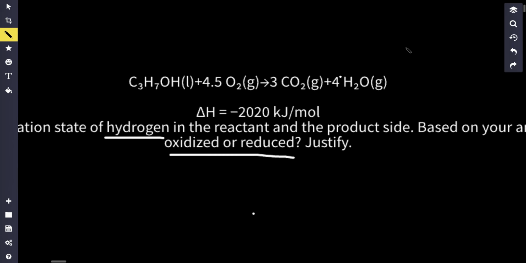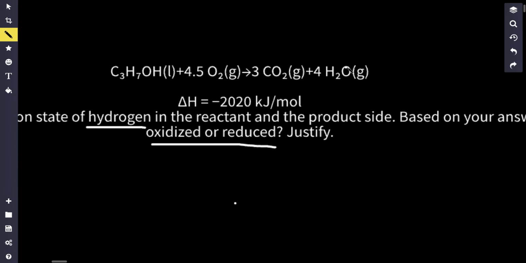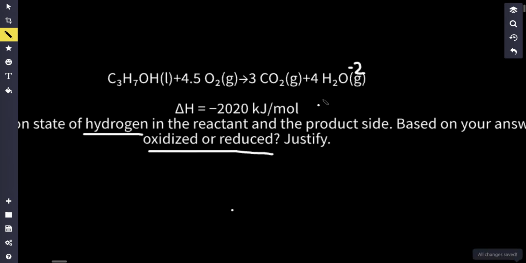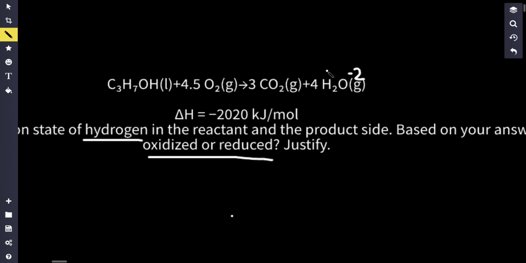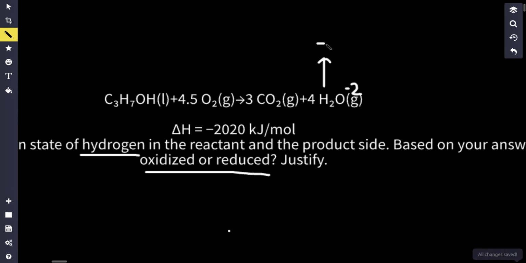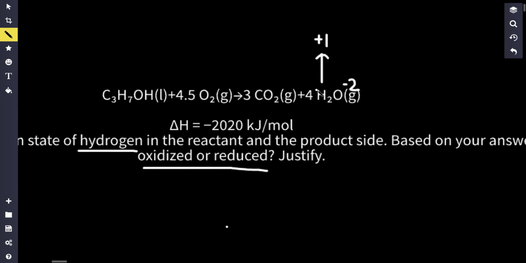Now, hydrogen for the product side is pretty simple. Oxygen has an oxidation state of -2. Now, hydrogen has an oxidation state of +1. When hydrogen is bonded to a nonmetal, it's going to have an oxidation state of +1. When hydrogen is bonded to metals, that's when the oxidation state is -1. In this case, because oxygen is a nonmetal, it's +1.